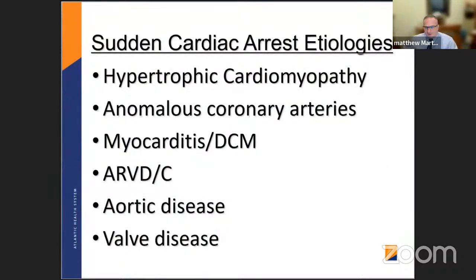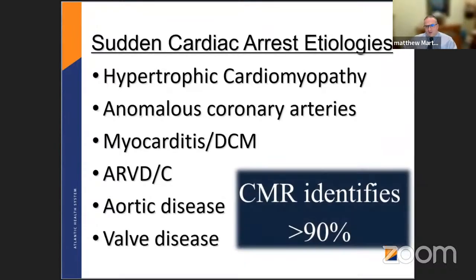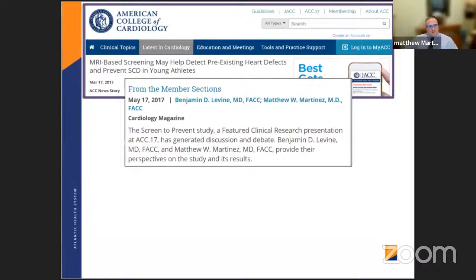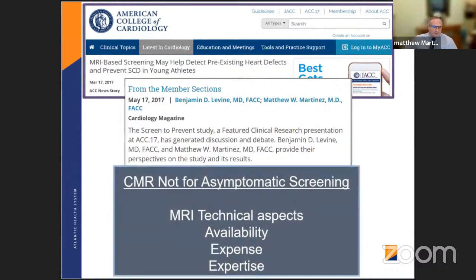So when you think about the cardiac arrest etiologies, whether it's left-sided, coronary arteries, right-sided disease, aortic disease, or valvular heart disease, really cardiac MRI identifies more than 90% of them. Now, I'm not suggesting that we use this as uniform screening for athletes. This is something that Ben Levine and I published in 2017 when they asked us both to separately comment, and we both came to the same conclusion, that it's a really important test. It's a powerful test, but not really well utilized for asymptomatic screening because of the technical aspects, the availability, the expense, and the expertise in not only obtaining the images, but the expertise in interpreting the images.